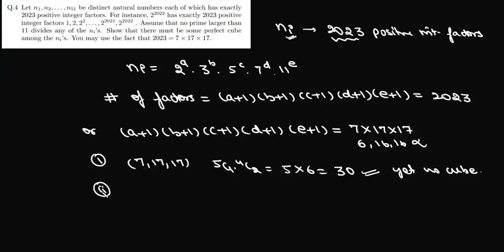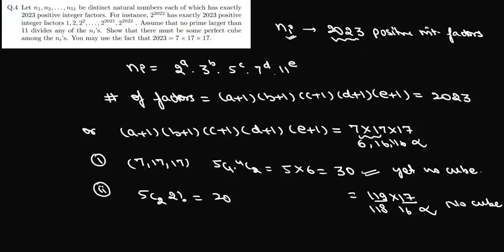Now the second possibility is if we multiply 7 with 17, then in that case it will be 119 into 17. Now the exponents will be 118 and 16, which again does not make a cube. So here we just need to choose 2 positions for these 2 numbers, and it can be done in 5C2 into factorial 2 ways, and there will be 20 ways. So here also we get 2023 positive integer factors and yet there will be no cube.